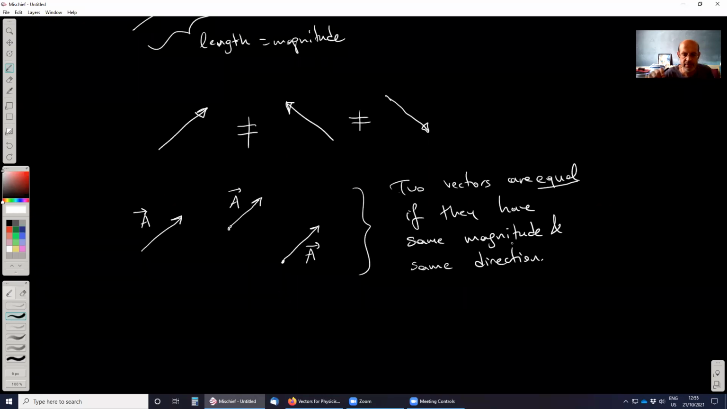Some people think that the starting point of vectors is also important. So they may call two vectors that start at different points different vectors, but that's nonsense, all right? We don't define vectors like that. So the starting point is irrelevant. I can shift the starting point of the vector, and I still have the same vector, right?